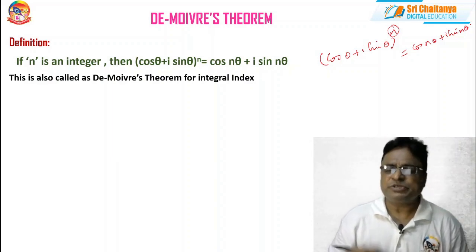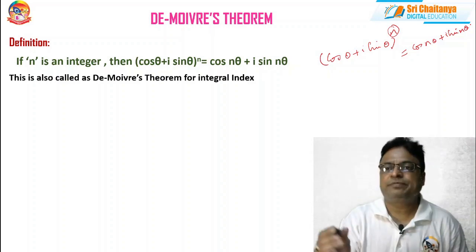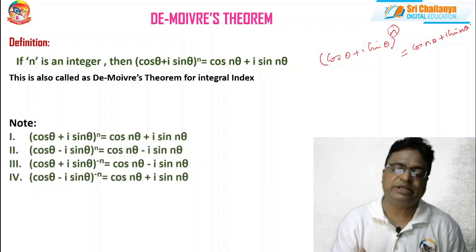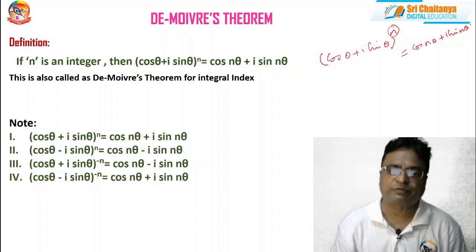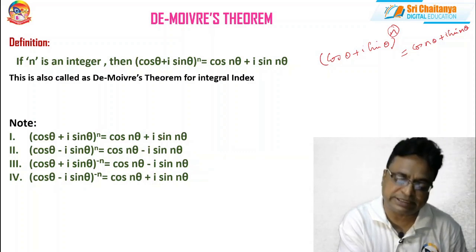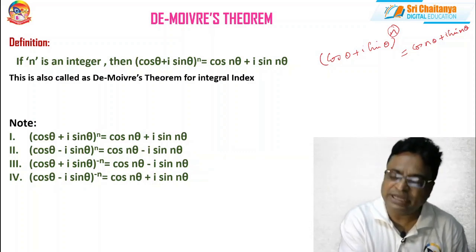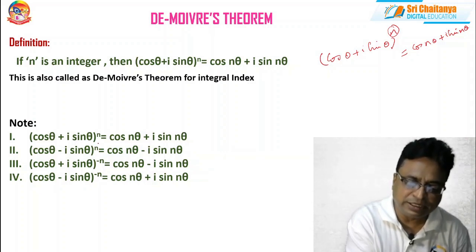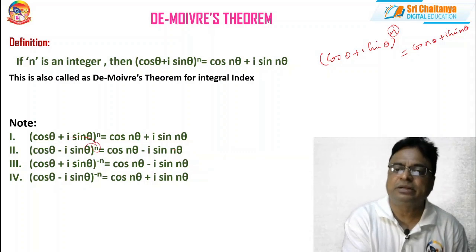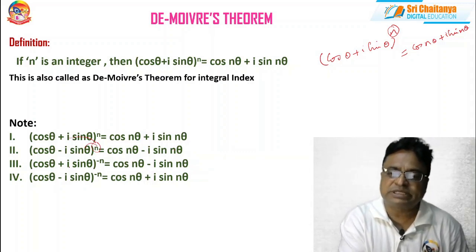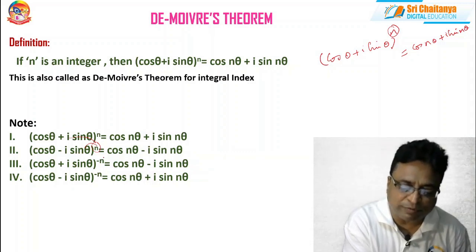Suppose if n is a negative integer, don't worry, cos of minus n theta plus i sin of minus n theta, it comes. That's why here I am giving some of the basic notes for you. (cos theta plus i sin theta) whole power n is equal to cos n theta plus i sin n theta. (cos theta minus i sin theta) whole power n is equal to cos n theta minus i sin n theta. Just multiply the power to the angle. That's all. The remaining signs and everything are the same. And similarly, (cos theta plus i sin theta) whole power minus n is equal to cos of minus n into theta.